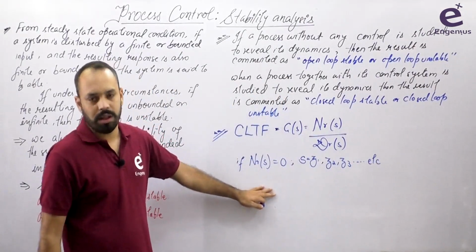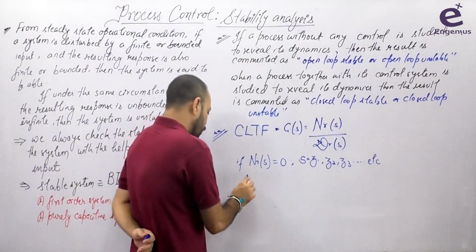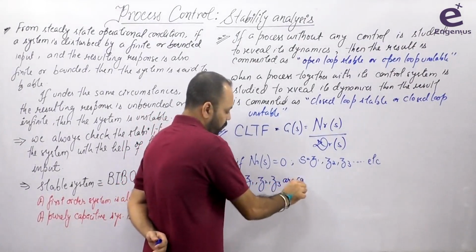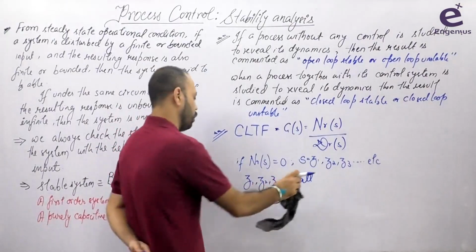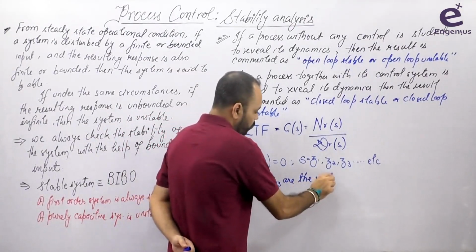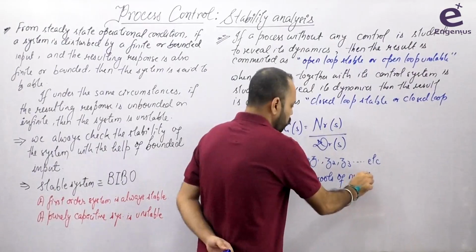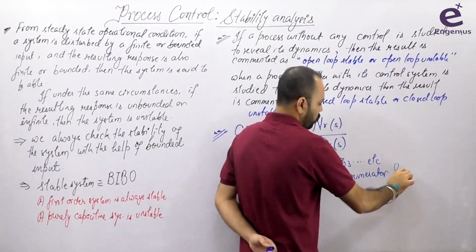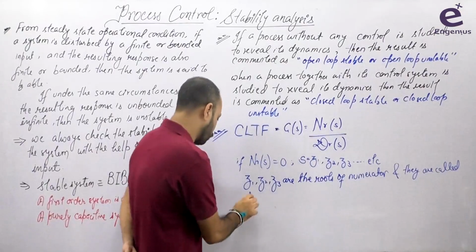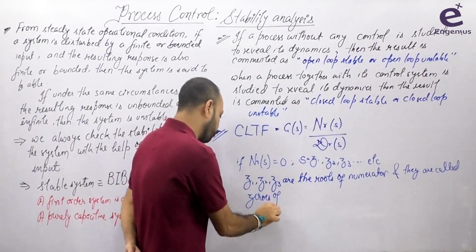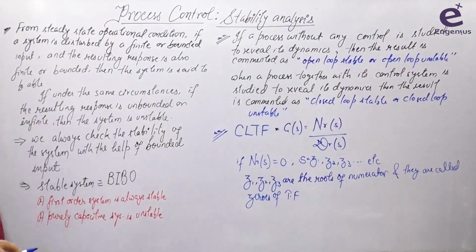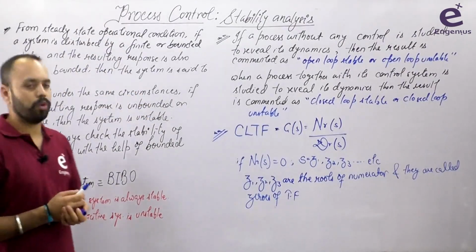Don't say zero of numerator. Write down Z1, Z2, Z3. They are the roots of the numerator, and they are called zeros of the transfer function. Which transfer function? This transfer function. So when you equate the numerator of a closed loop transfer function equal to 0, they are called zeros of the closed loop transfer function.